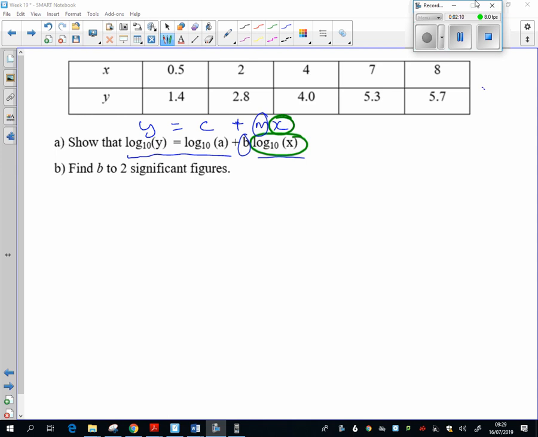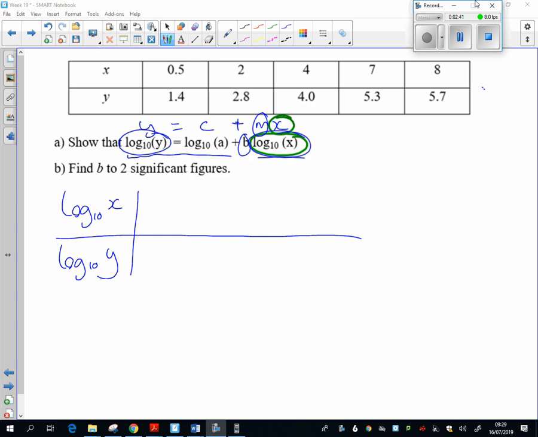So I'm not going to bother drawing the graph out. I'm just going to do change in y over change in x, except it's not change in y over change in x, it's change in log to the base 10 of y over change in log to the base 10 of x, because they're the two variables that are actually plotted on the linear equation. So let's just do another table of values. So we want log to the base 10 of x against log to the base 10 of y.